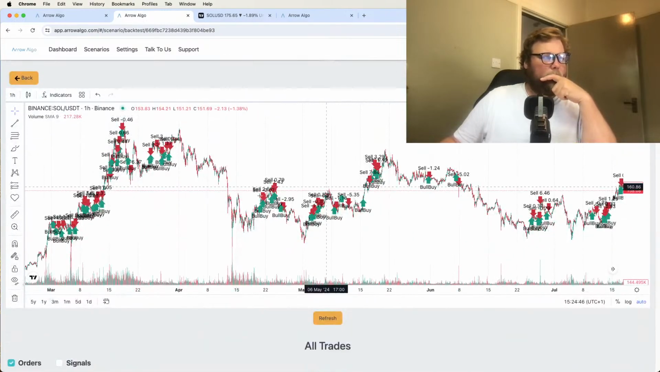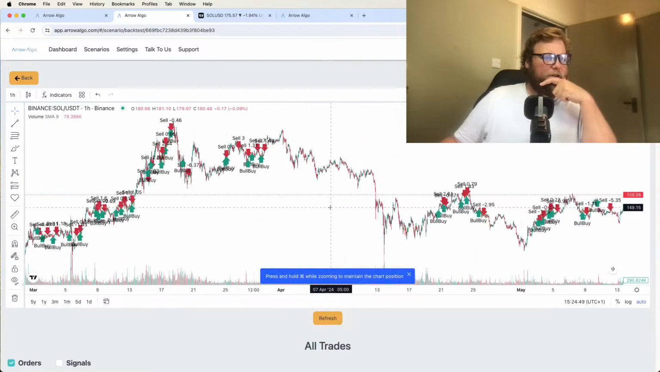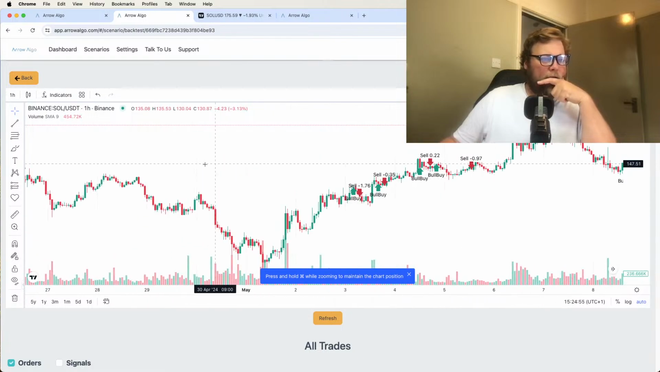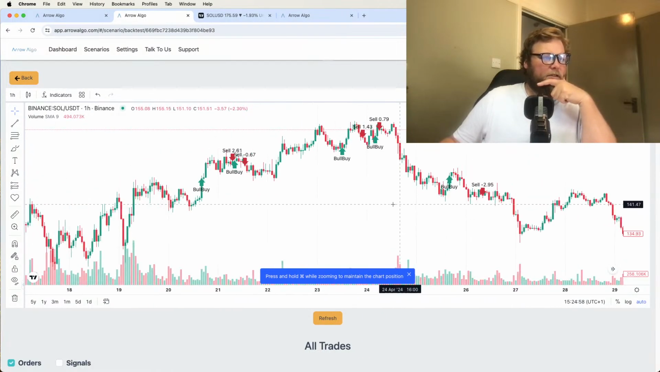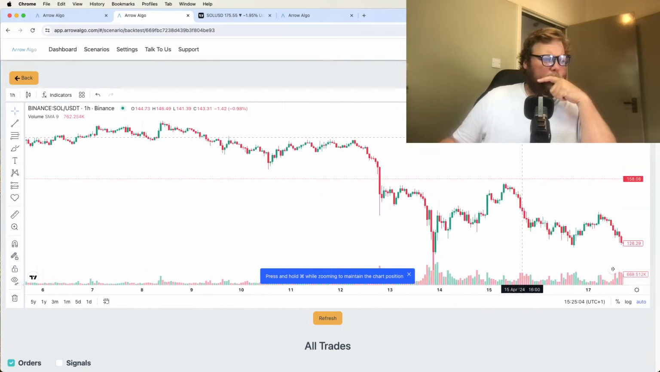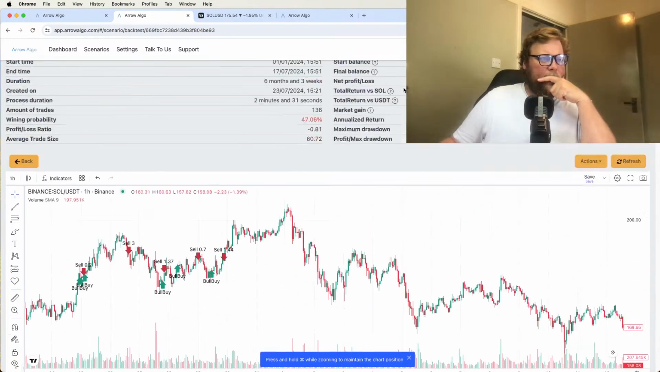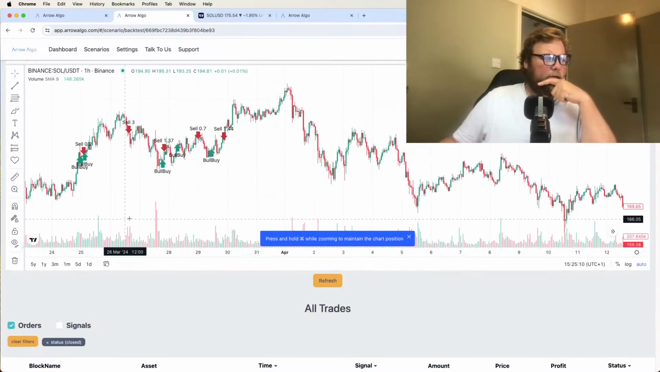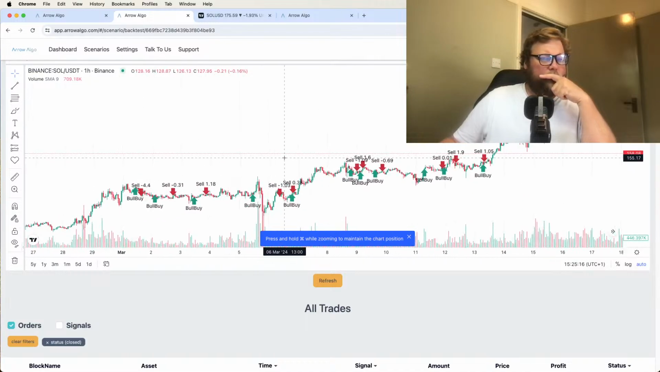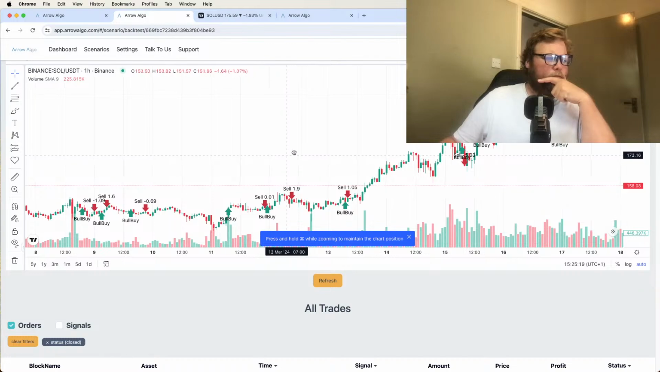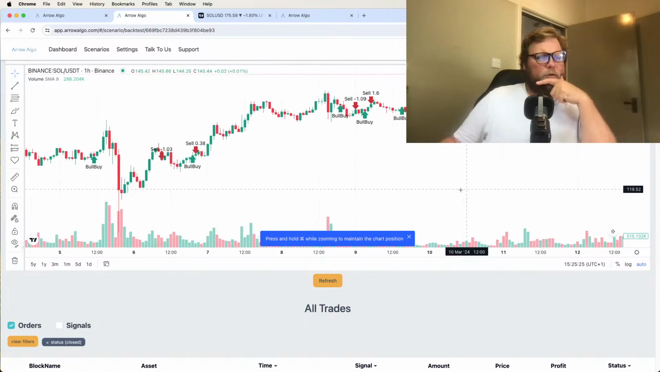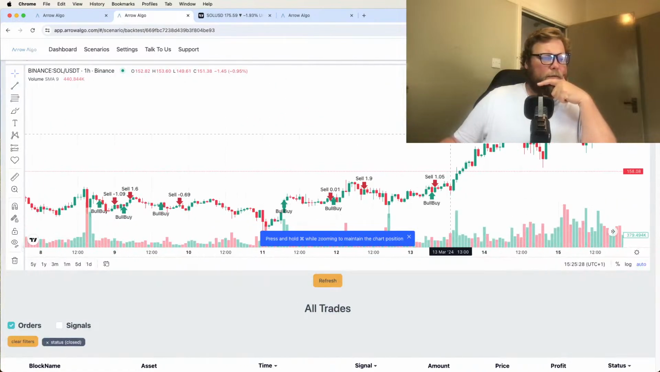Okay, so this is the results of the test with the rate of change. And what we can see here is that it's really increased the amount of sales. It sells quite quickly after the buy in a lot of these cases. Interestingly, let's see if we can filter out some of that noise, see if we can ride some of those waves a bit higher up.